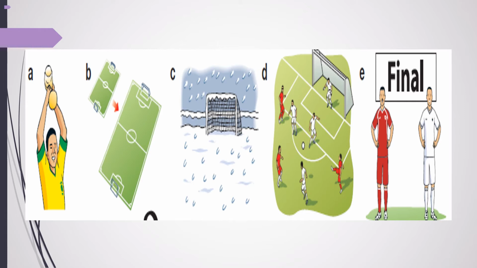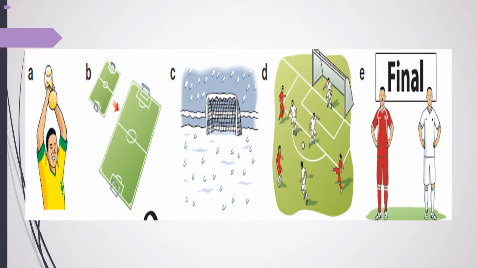Now before doing exercise 3, we have some pictures that we are going to look at and to discuss together. Look at them please. What have you seen here? Yes, picture A, we have seen a player that is carrying the World Cup. Picture B, we have seen here 2 pitches. One of them is very small and the other one is enormous.